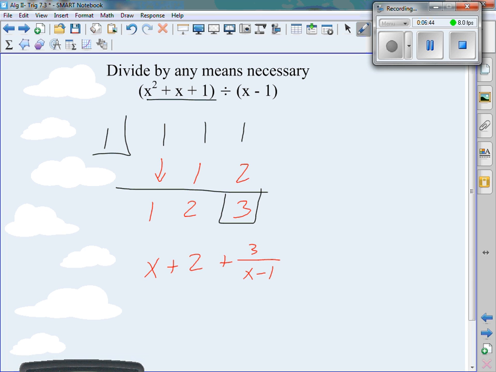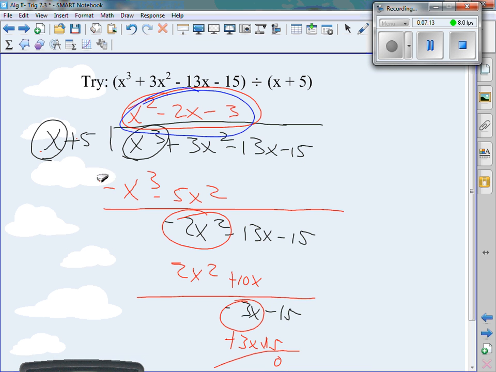I could do this either way. It's whatever I was dividing by. The reason why it's 3 over, if this was a 5 here, it would be x minus 5. If this was a minus 1, it'd be x plus 1 down there. Whatever you have left over, like on this problem here, if this number down here was a 2, it would be plus 2 over x plus 5.